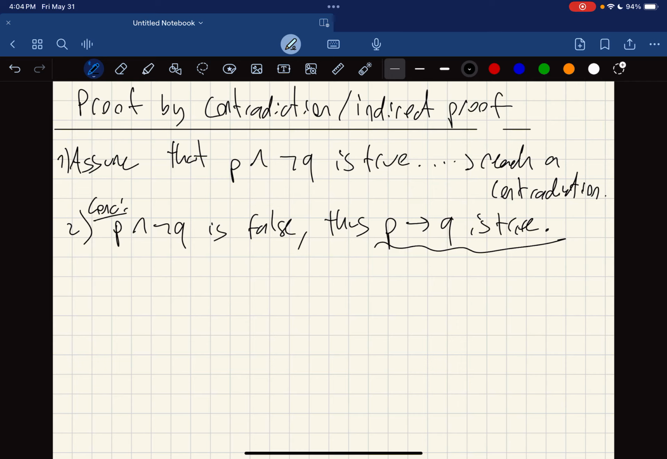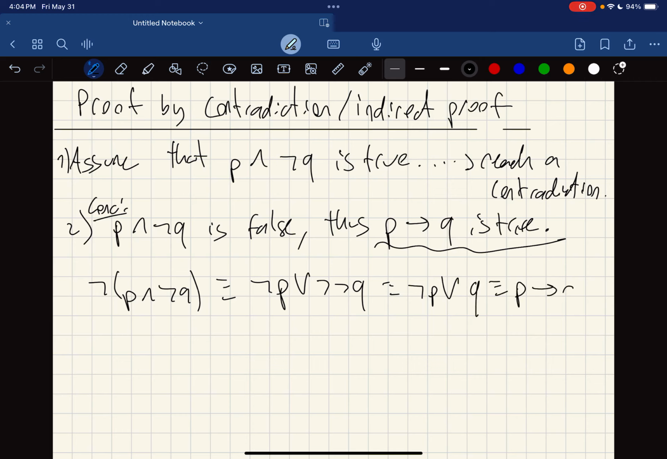Thus, P implies Q is true, because as you know, not (P and not Q) is equal to this by de Morgan's law, which is equal to this by the truth table.